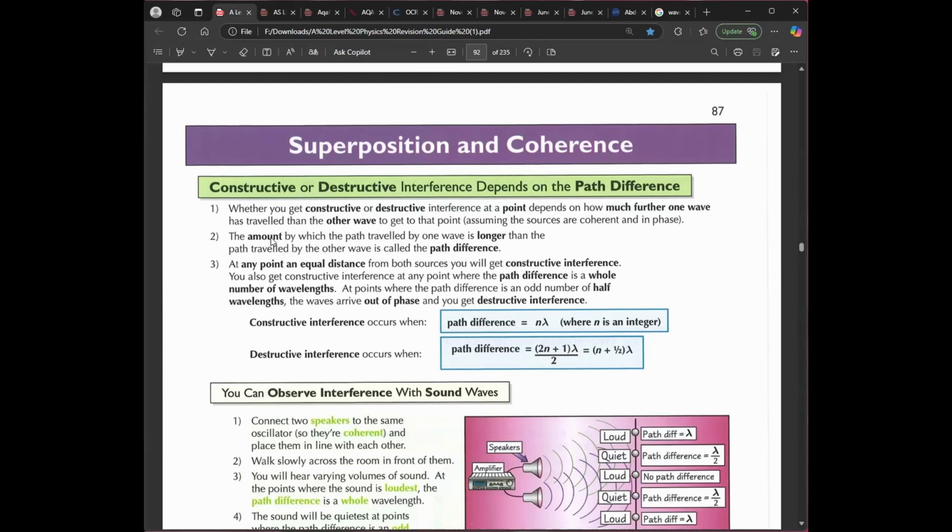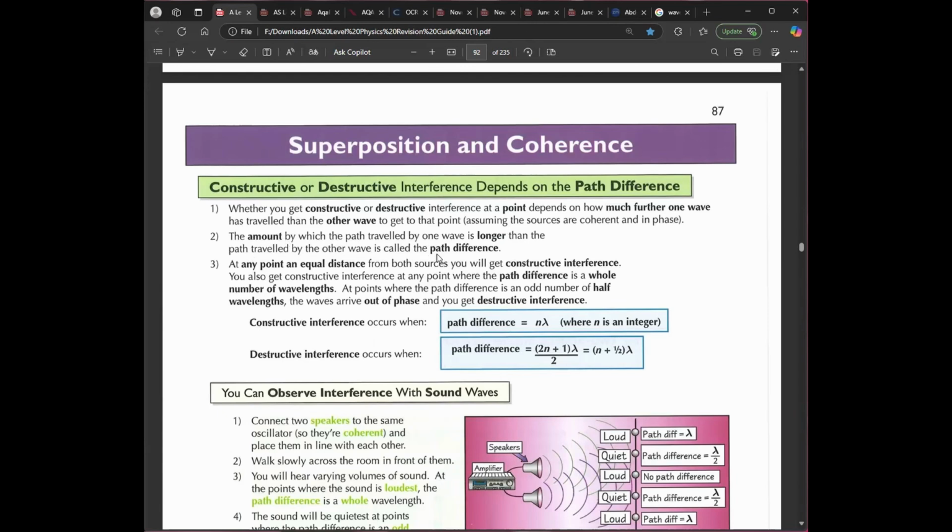So you can explain constructive and destructive interference using phase difference as well as the path difference. You should do it in both ways. The amount by which the path traveled by one wave is longer than the path traveled by the other wave is called the path difference. So you measure it in terms of wavelength. Both of them are coherent light sources, because in your course we are going to just study constructive and destructive interference, knowing that the two sources are coherent to each other, which means they have the same wavelength and frequency and fixed path difference. So the amount by which the path traveled by one wave is longer than the path traveled by the other wave is called path difference.